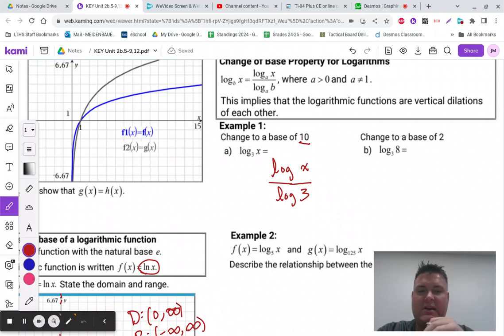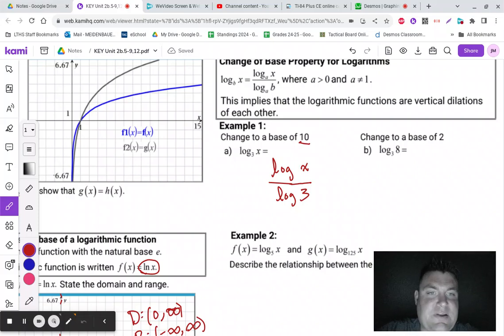Okay, so that's going to give me that equivalent right there. So change base of 2 for the next one for B. So we're going to get log base 2.